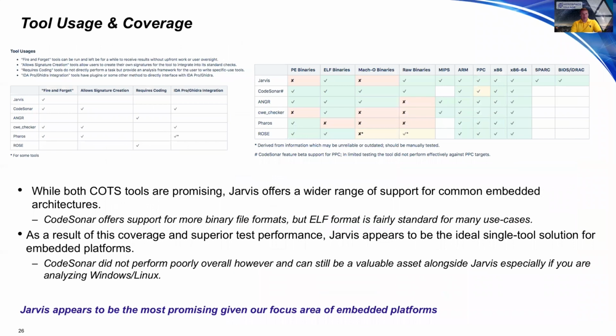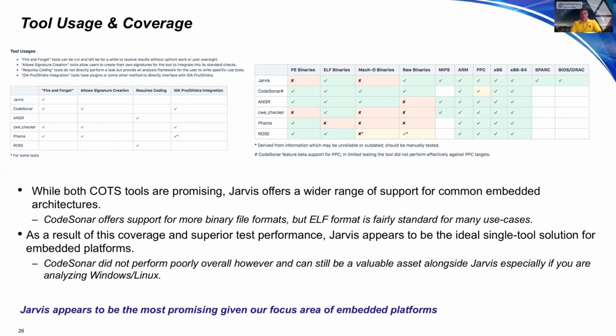So to summarize some of the usage and coverage that we have, there's no one-stop, one solution for anything. Jarvis had some of the best support for the embedded architectures, and this table can really help show what it looks like. Jarvis and CodeSonar do have a little bit of the fire-and-forget mentality. There's not a lot of pre-work that needs to happen. You can just throw the binary in there, and CodeSonar and some of these other tools actually have pretty good integration with something like IDA Pro or Ghidra, while others don't. So if that's important to you, that's a factor.